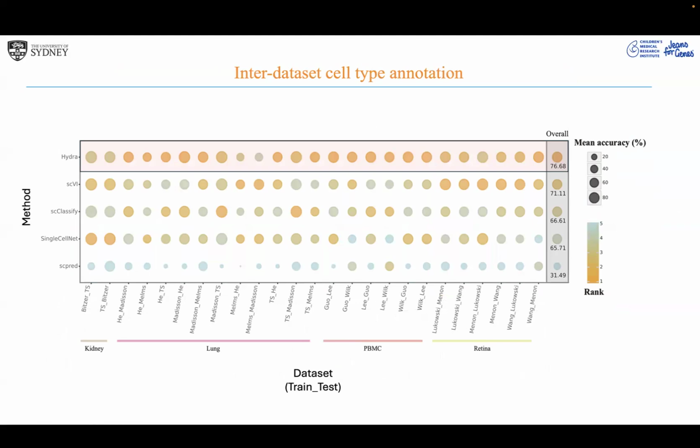Next, what we have is the inter-dataset cell type annotation, which means I'll be evaluating across batches, or data generated by different experiments, different technologies, or from different labs. So here I'm evaluating on 25 train-test pairs across 4 different tissues: kidney, lung, PBMC, and retina. And the methods have been ranked based on their overall accuracy. And our method seems to perform quite well compared to these other methods. I'll also include a rank to show the individual dataset performance as well.